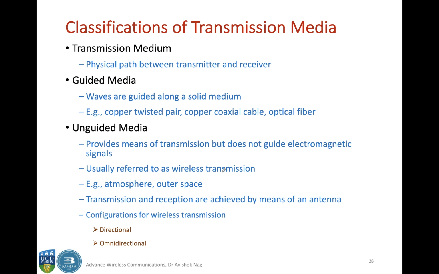And in case of unguided media, basically you have the outer space in case of satellite communication, the atmosphere in case of other forms of wireless communication, and when you have an unguided media, we usually call it a wireless transmission. And at both the transmitter and the receiver, we have antennas to transmit and receive the signals. Those antennas again can be directional and omnidirectional. We will get into the details of these later when we study wireless mobile communication and cellular communication.